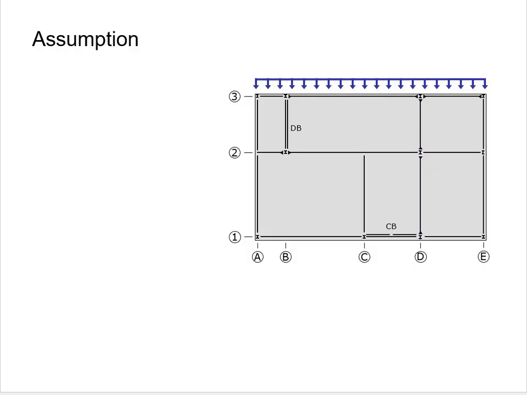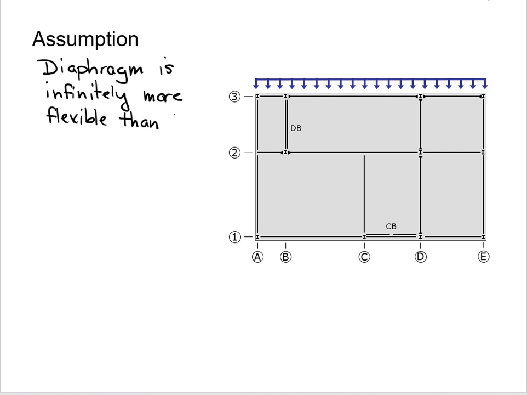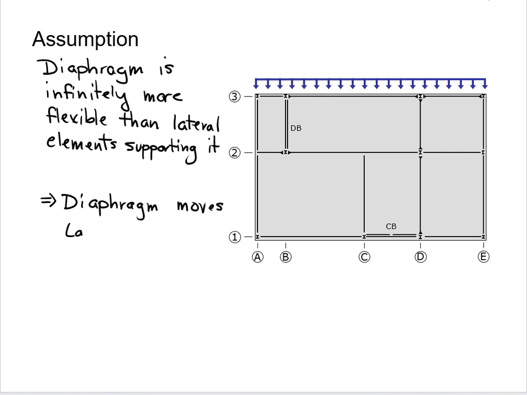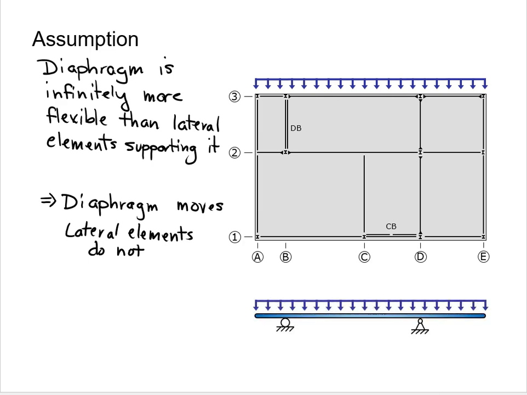For flexible diaphragms, we are going to assume that the diaphragm is perfectly flexible. That means we assume that the floor or roof diaphragm is infinitely more flexible in plane than the lateral load resisting elements that support it. So the diaphragm moves, but the lateral elements do not. Because of that assumption, we can idealize the diaphragm as a beam and each lateral element as a support. The result is called an equivalent beam model.